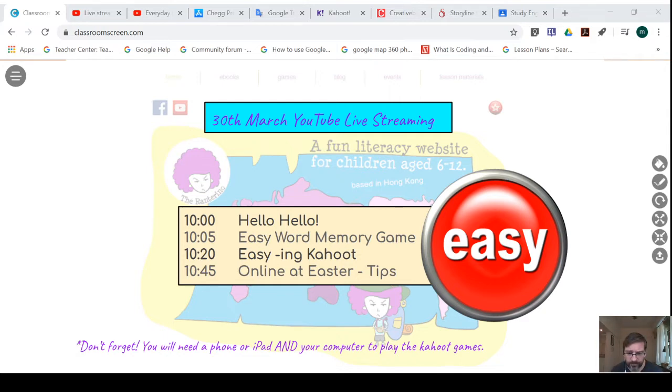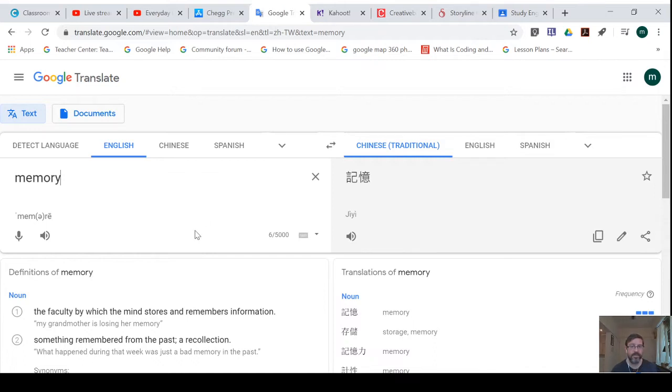So, let's start with memory game. Now, memory game. What does memory mean? Okay, now, let's go to Google Translate, because for today, this is a very important part for our first game, memory. Okay, let's just have a listen. Memory. Memory. Memory. Memory. I just love pressing that button. Memory. Memory. Okay, what does it mean?